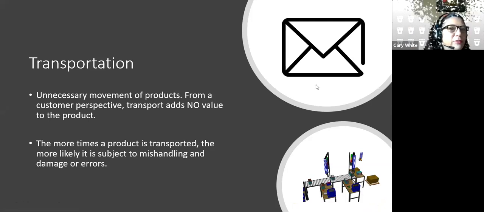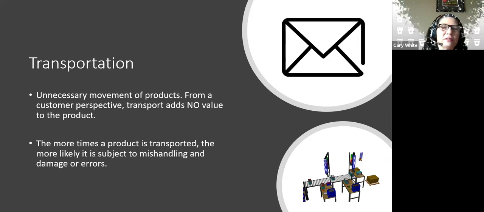All right, so next one, transportation. Again, I specifically threw a picture on there just because I want you to think of email. Certainly a production floor is an easy way to think about it. Trucks going from point A to point B is an easy way to think about it. But again, think about emails. Are you sending something to different places?